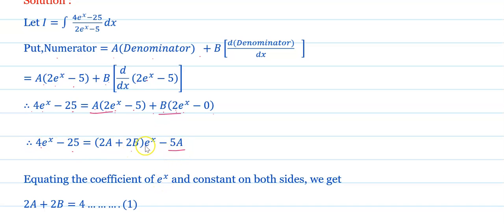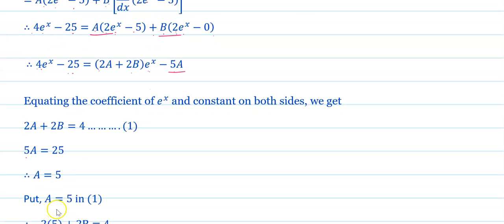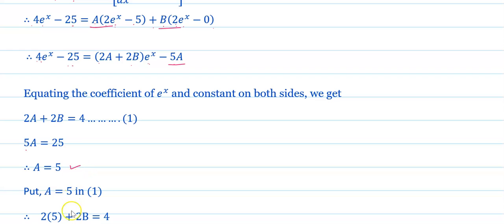Equate the coefficient of e^x. What about the coefficient of e^x here? 4. And here it is 2a + 2b. Therefore 2a + 2b = 4. What about the constant? −5a = −25 means 5a = 25, and hence a = 5.